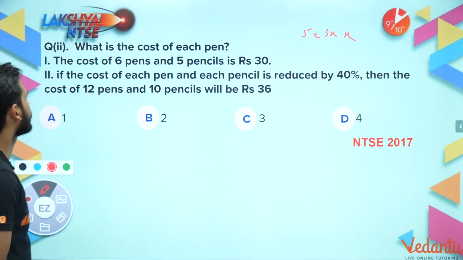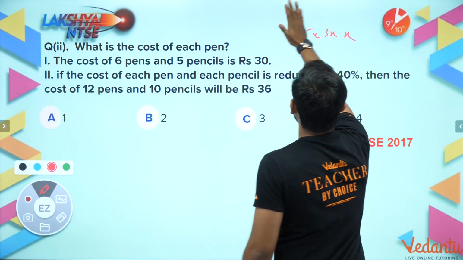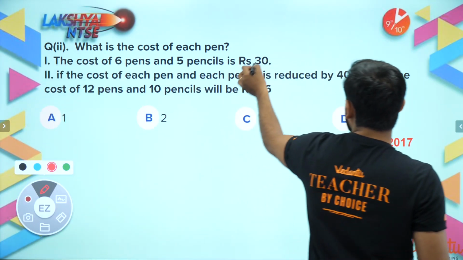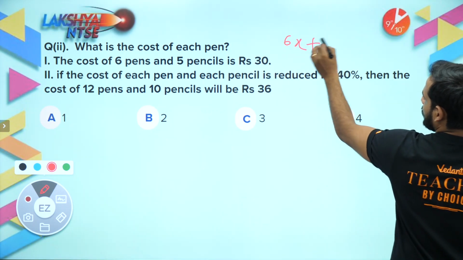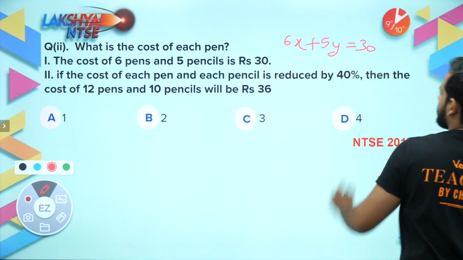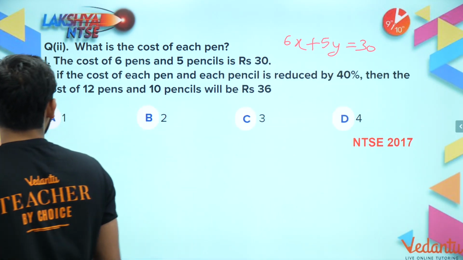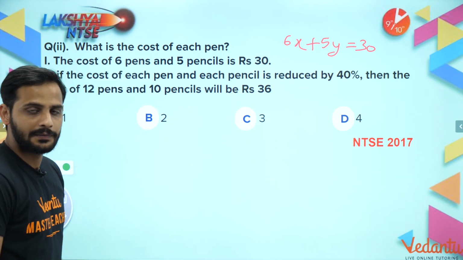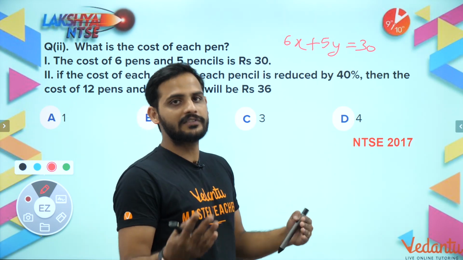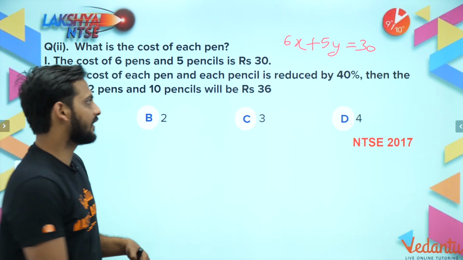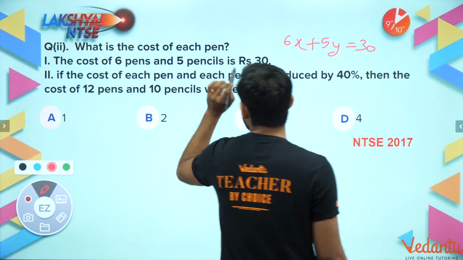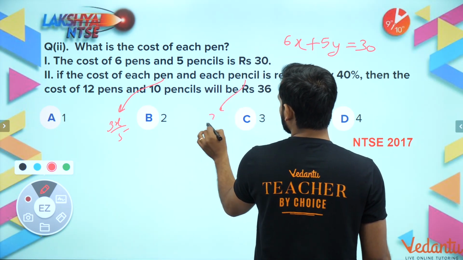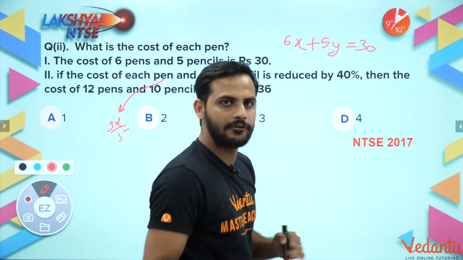The next question we have is this. What is the cost of each pen? The cost of 6 pens and 5 pencils is rupees 30. So from here I can say, let us say the cost of a pen is x and the cost of a pencil is y, so 6x plus 5y should be equal to 30. The next part is, if the cost of each pen and each pencil is reduced by 40%, that means now their cost will be 60% of the original. 60% means 3x by 5. Then the cost of 12 pens and 10 pencils is 36. So now the cost of one pen will be 3x by 5 and the cost of one pencil will be 3y by 5 because it has been reduced by 40%.